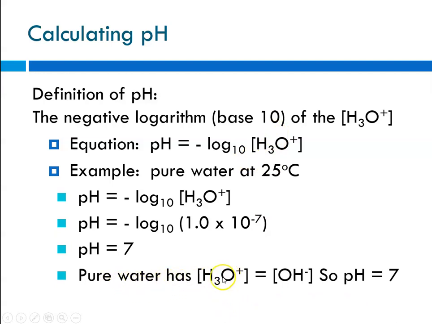So pure water has a hydrogen ion concentration of 1 times 10^-7, and again, in pure water, if it is neutral, the concentration of H3O+ is equal to the concentration of the OH-.